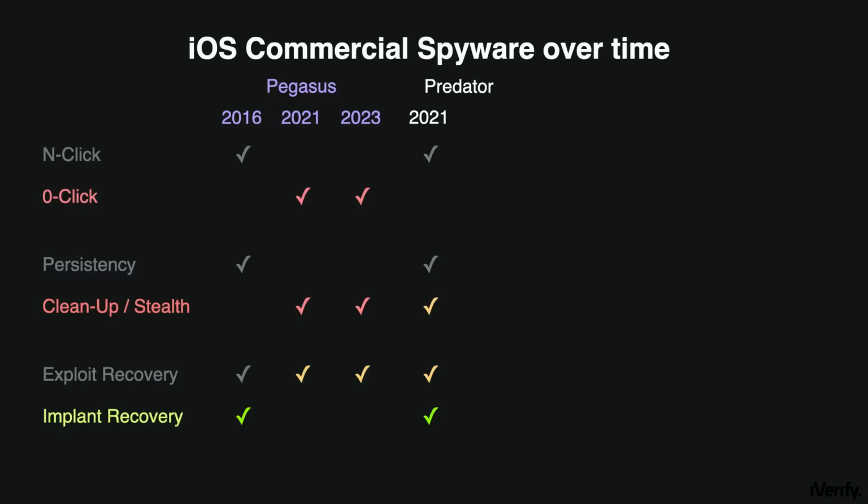For Predator, they started as a one-click attack in 2021. They had a persistency module. They were already doing some cleanup and stealth, but we were still able to recover the exploit and the implant. In the 2023 version, they chose a zero-click module. They were starting to do a lot more cleanup and stealth. We were able to find the exploit, but there is no public sample available. There's only the loader that is part of the first initial exploit chain.